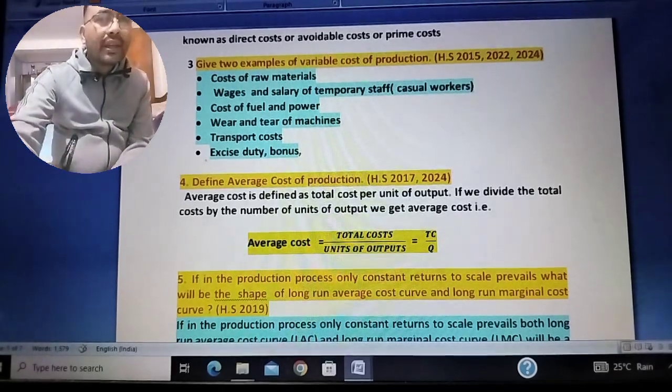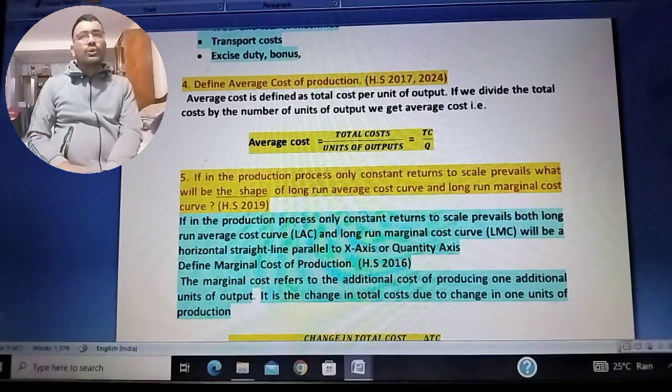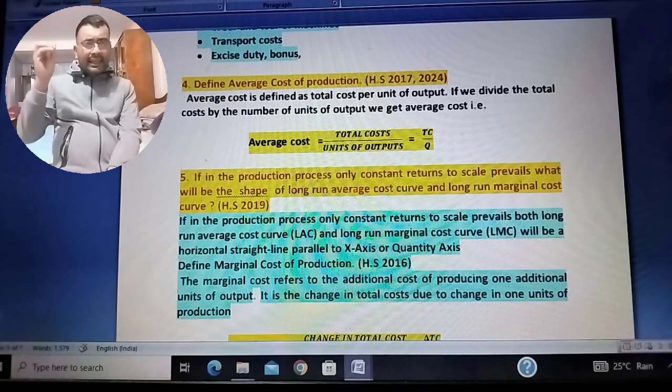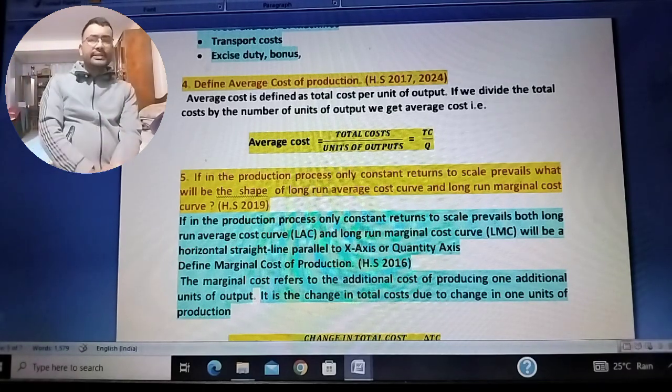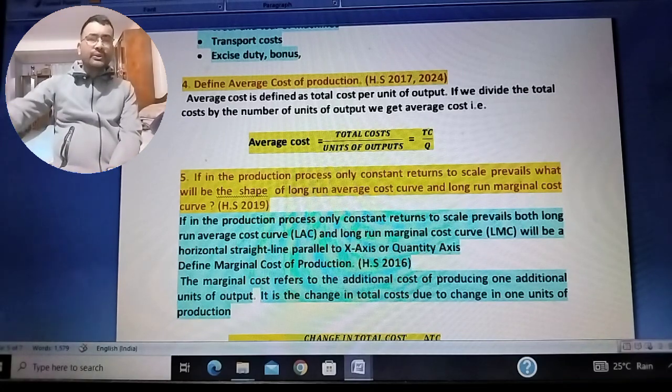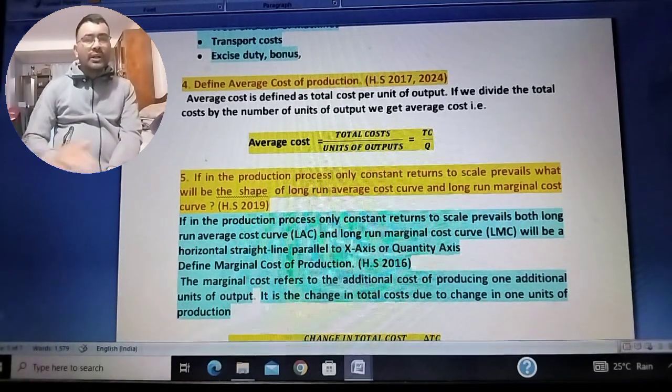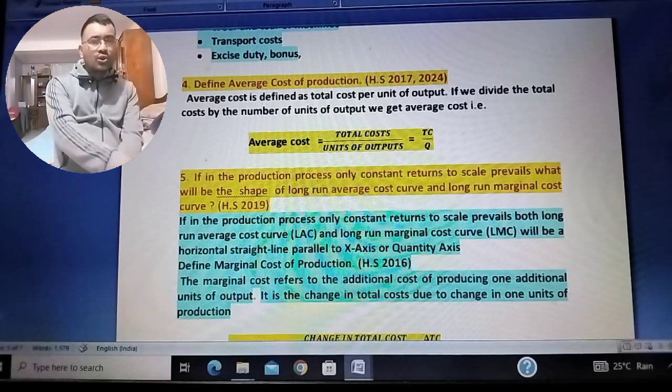And fourth important question is: define average cost of production. It was asked in 2017 and 2024. See, average cost is defined as total cost per unit of output. That is, if you produce 10 units and the total cost is rupees 20, then what is the cost of 1 unit? Obviously the cost of 1 unit will be 20 divided by 10, that is rupees 2.